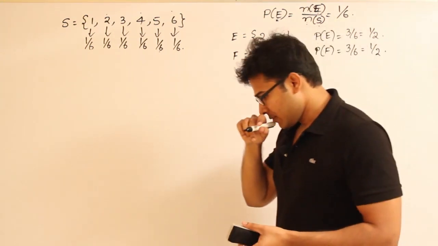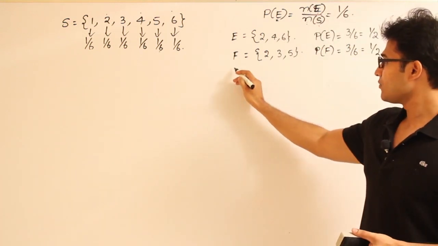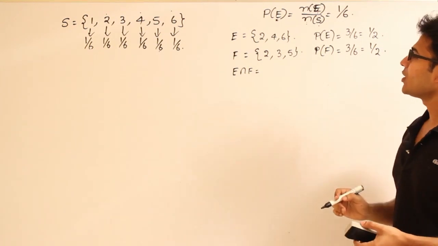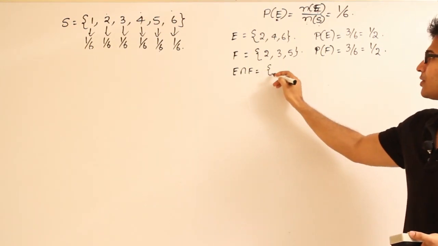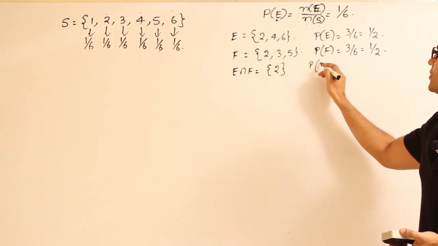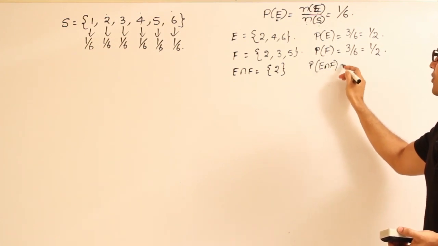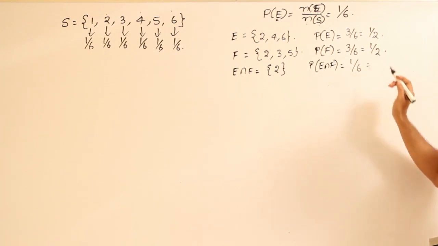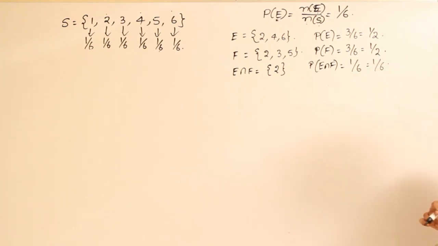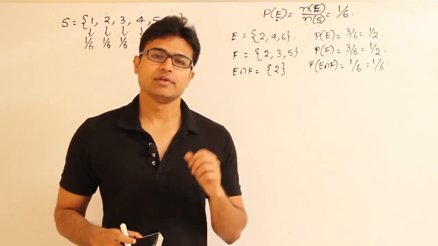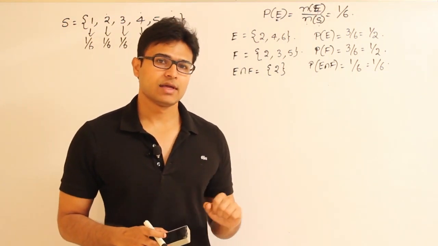Got it? Now what is the probability of E intersection F? Now what can you say about E intersection F? A number which is both even and prime, which is nothing but 2. Now what about P of E intersection F? P of E intersection F is nothing but 1 point is there and the total number of points is 6. That is why 1 by 6. Now these are the numbers we have. Okay. Now assume that they have already told you this point.